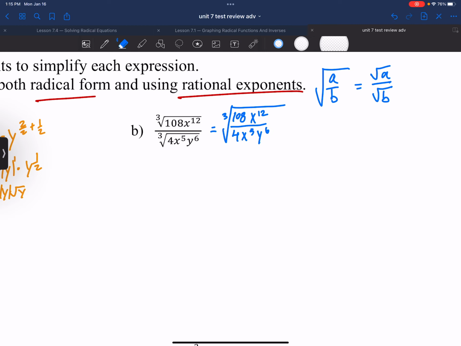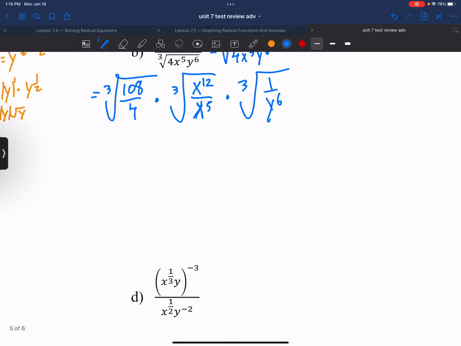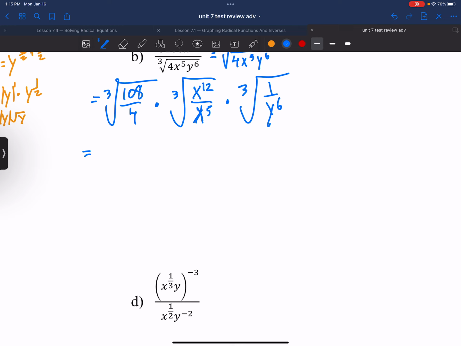So I'm going to write that a little bit neater. I'm going to rewrite this: equals cube root of 108 over 4 times cube root of x to the 12th over x to the 5th times cube root of 1 over y to the 6th. By the way, you don't have to do it this way. But I think I'm going to go with this approach because you can see me work each individual piece a little bit more clearly than if I were doing it all together. So 108 divided by 4, let's see, what is that? 27?